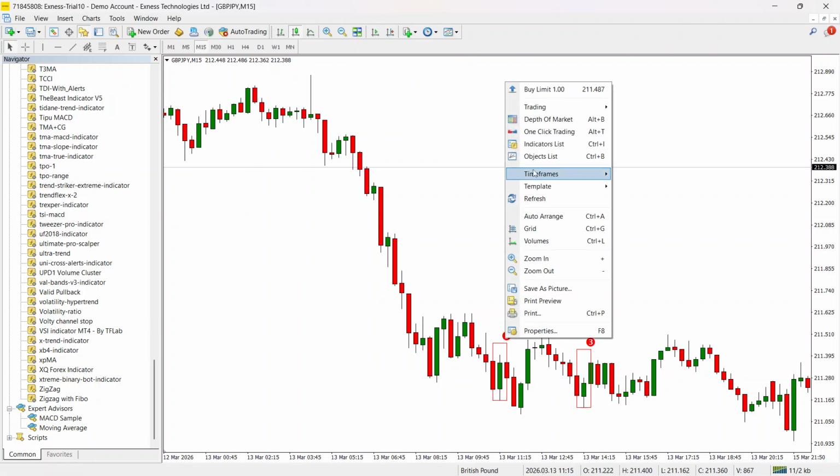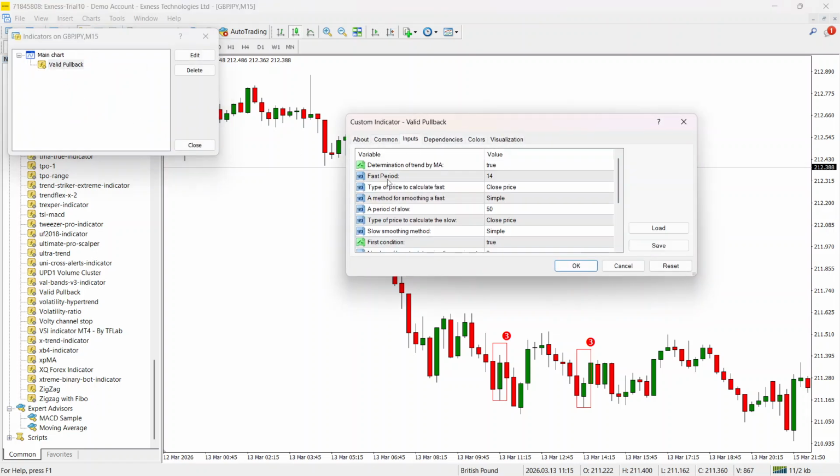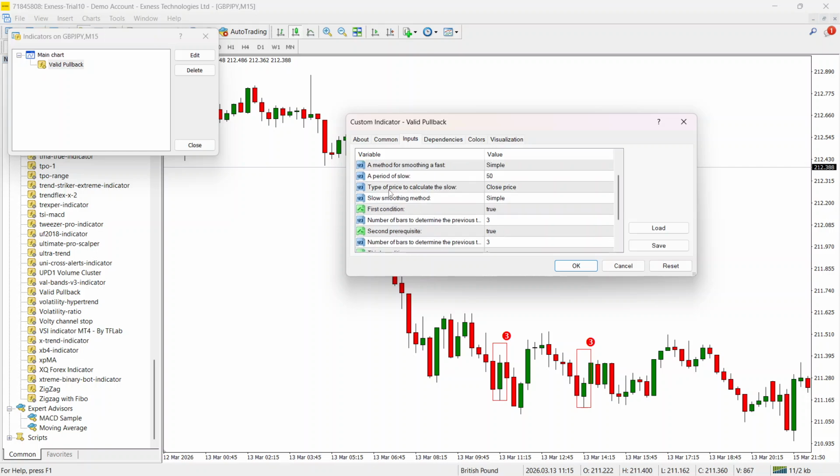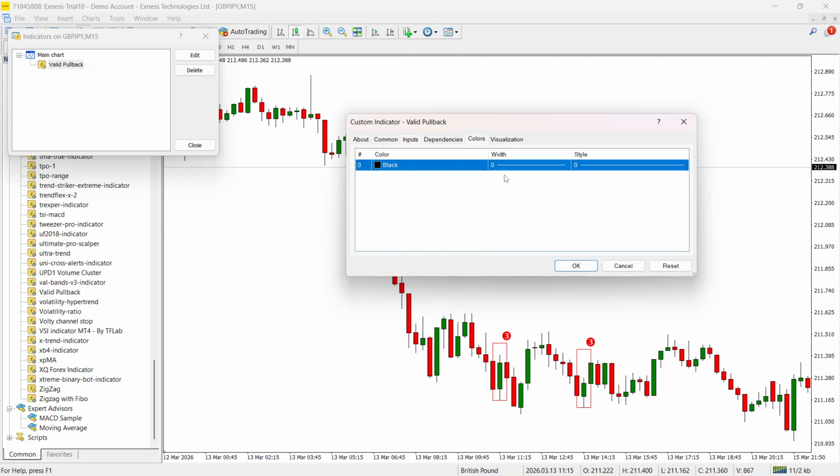Let's move over to the settings. We have the fast period, the type of price to calculate fast, a method for smoothing fast, a period of slow, and similar stuff. Then we have the number of bars to determine, among other settings. Then you can adjust these parameters to suit your trading style, and increase or reduce the period depending on what suits your strategy the most.